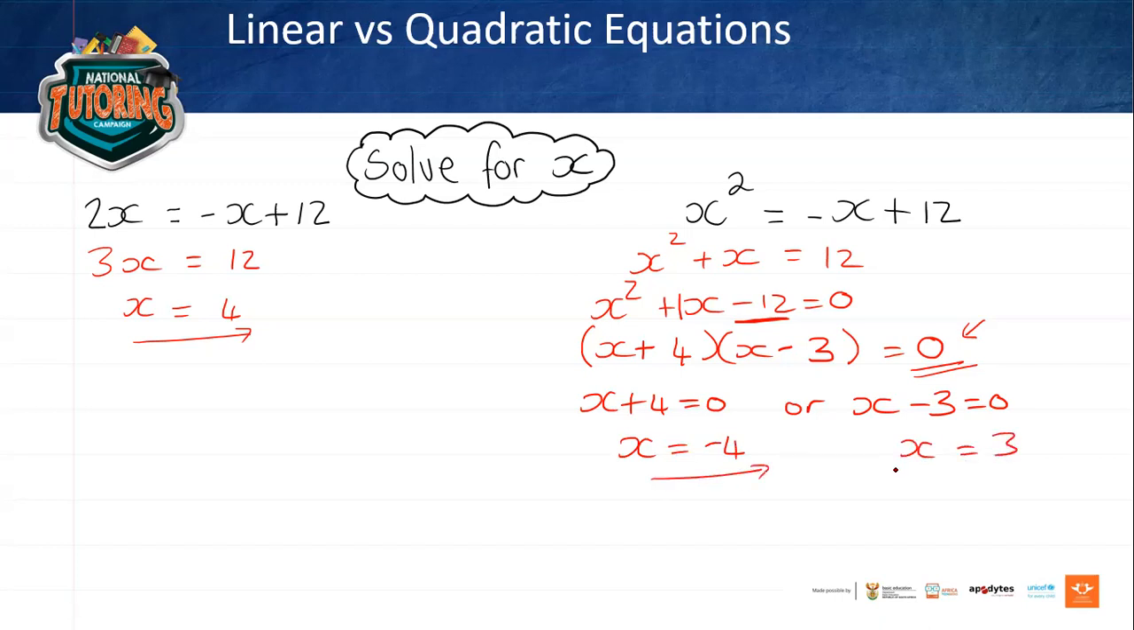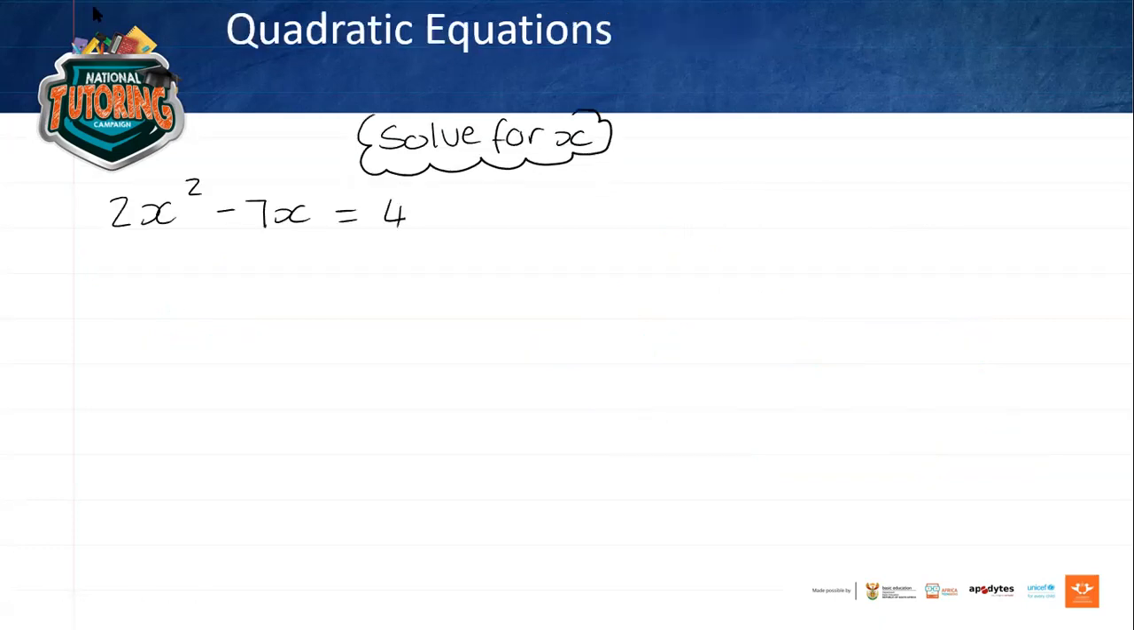x is equal to negative 4 or x is equal to 3, because either one of those would have meant that this line over here would be equal to 0, and so we've solved our equation. This is one of your basic ones. They do get more difficult, so we're going to continue on with solving these quadratic equations.